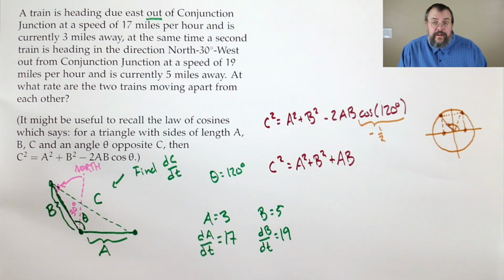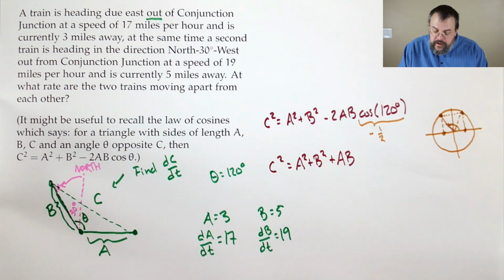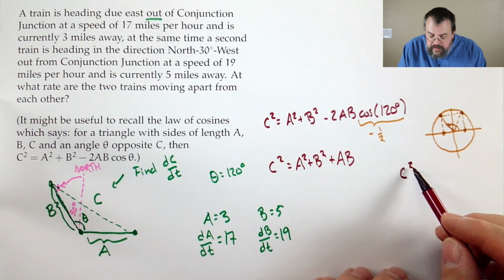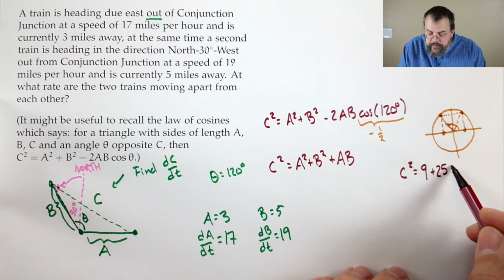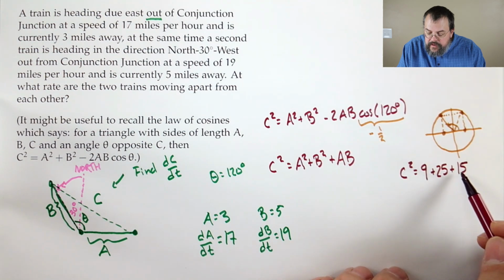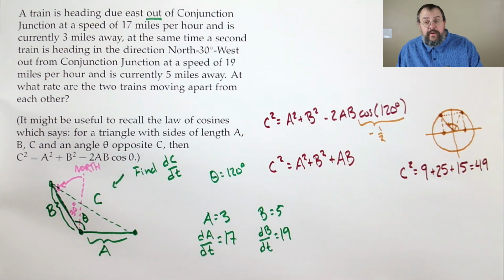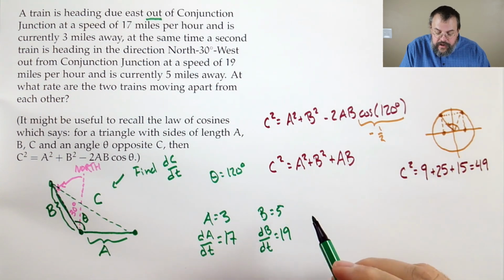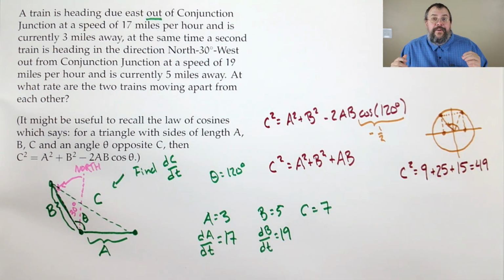Now, we can actually use this to figure out something. For example, we could now solve for c. At our time, what would c need to be? Well, if we plug this in, c squared would be a squared, 9, plus b squared, 25, plus a times b, which is 15. Well, 25 plus 15 is 40, plus 9 more equals 49. So what does that tell us about c? It tells us that our two trains are currently 7 miles apart. Well, that would be great, but we don't want to know how far apart the trains are.